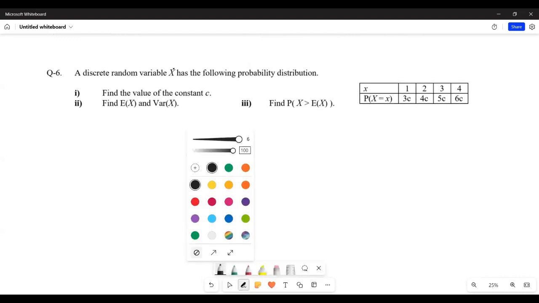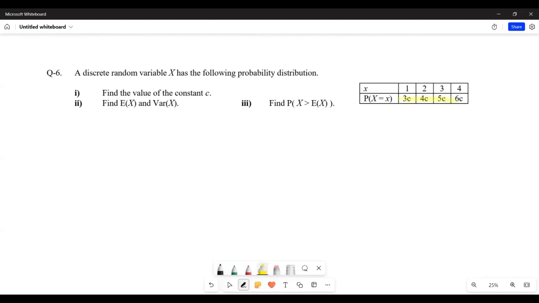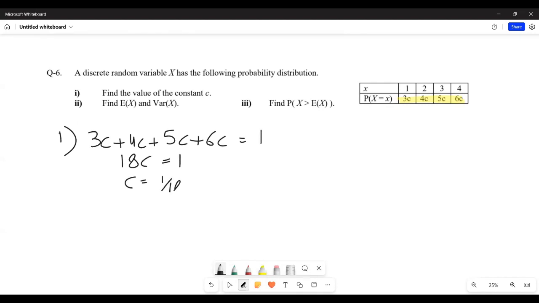A discrete random variable x has the following probability distribution. Find the value of c. So we know that this sum is going to be equal to 1. 3c plus 4c plus 5c plus 6c equals 1. So this would be 18c equals 1, so c equals 1 by 18.